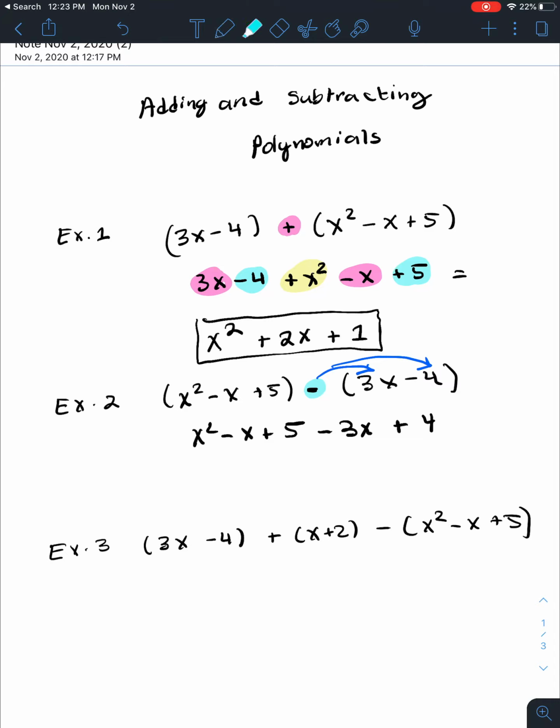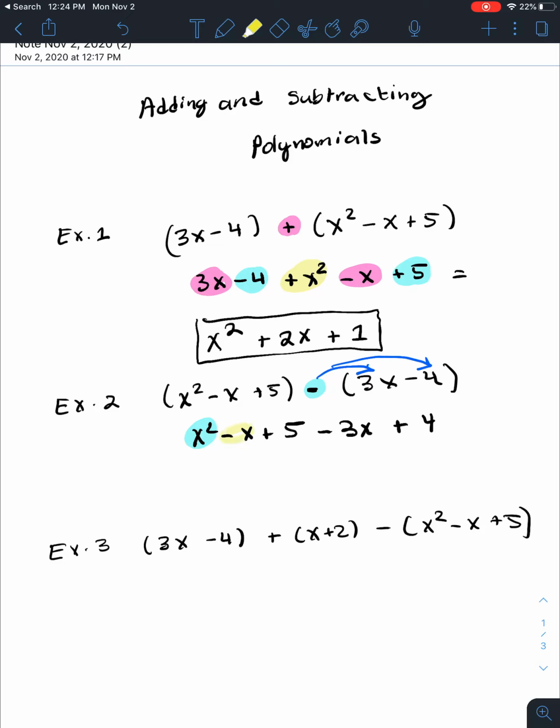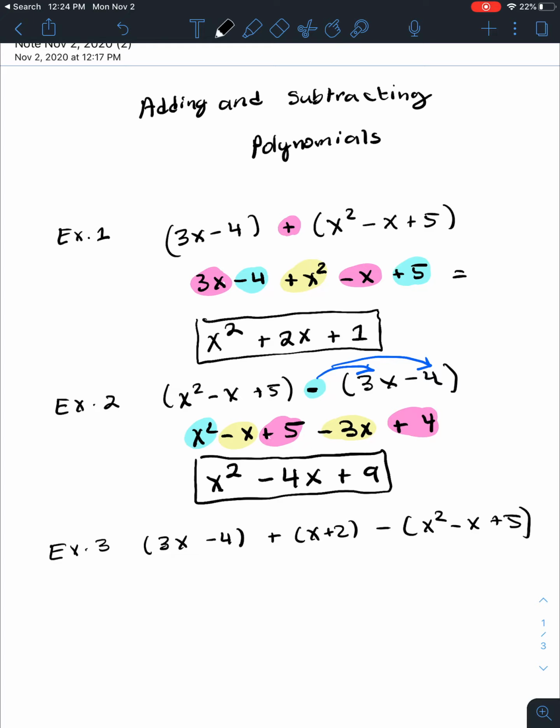Then we're going to start highlighting, starting with the highest term, which is an x squared. I see that there's no other x squareds, so that's going to be cool. Then I see two terms that have a degree of 1. And then I see two constants. And once again, the color coding is really good especially at the beginning when you just want to get comfortable. But from there, you just start to look at it and figure it out. Negative x minus 3x, that's negative 4x. 5 plus 4, that's 9. And then you get x squared minus 4x plus 9, and we are happy.